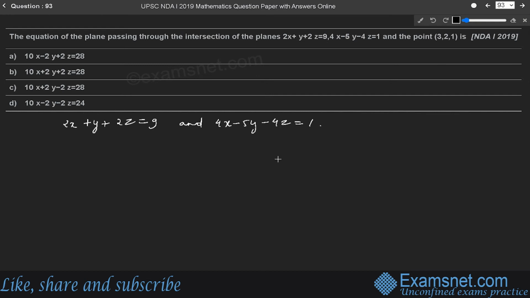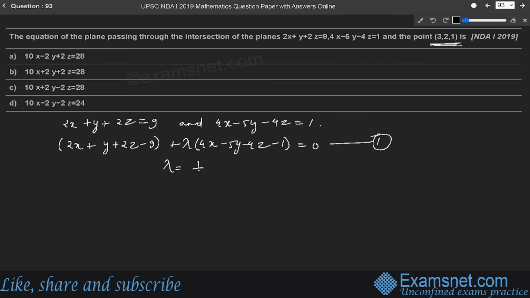We know that the family of the plane passing through the line of intersection of planes is, according to the equation, 2x plus y plus 2z minus 9 plus lambda into (4x minus 5y minus 4z minus 1) is equal to 0. Let this be equation number 1. This is the family of plane passing through the line of intersection of planes. We know that this plane passes through the point (3, 2, 1). It is given in the question. Therefore, we can say that lambda will be 1 by 3.